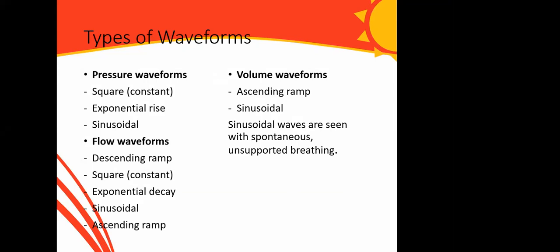For the flow waveforms, because it's flow related, most of the time it comes in more waveforms. The descending ramp is the commonly used, especially for pressure support or pressure control ventilation. The square is constant flow throughout. We have exponential decay, which is very related to the descending ramp. And we have the sinusoidal. Volume waveforms are just 2 types. We have the ascending and the sinusoidal waveforms.